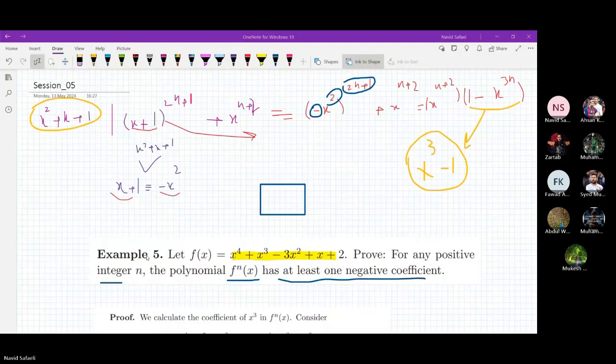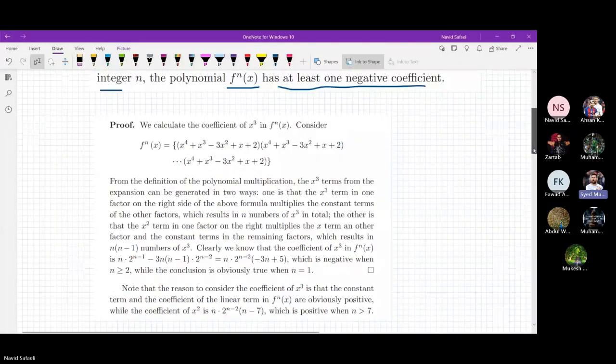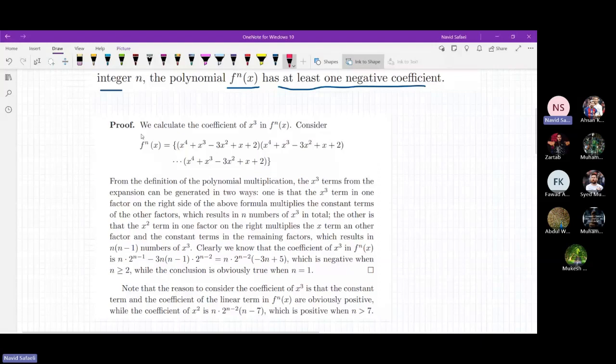Yes, sir. Okay. So let us start to solve. We have our dinner after the Maghrib prayer. Okay. So let me finish this problem. Then you can go for prayer and dinner.